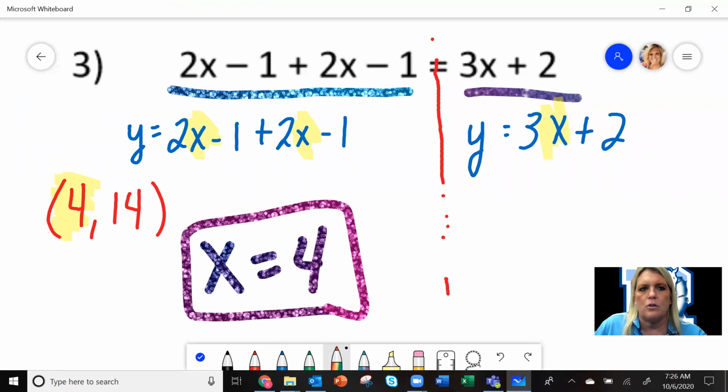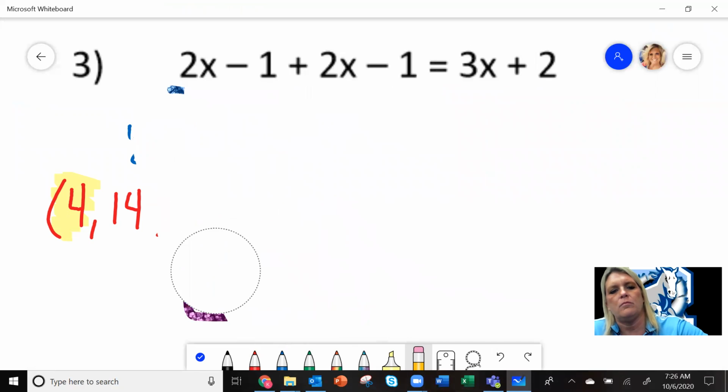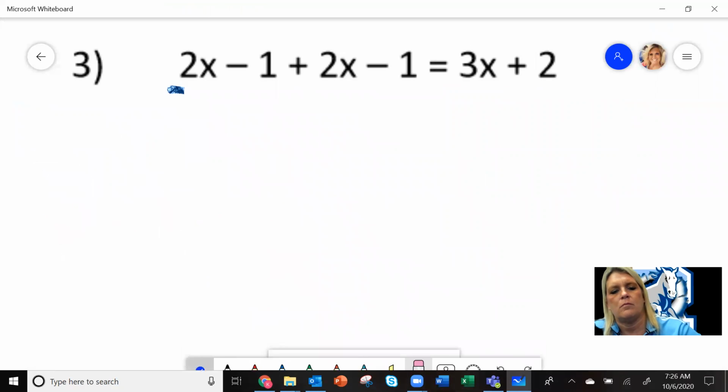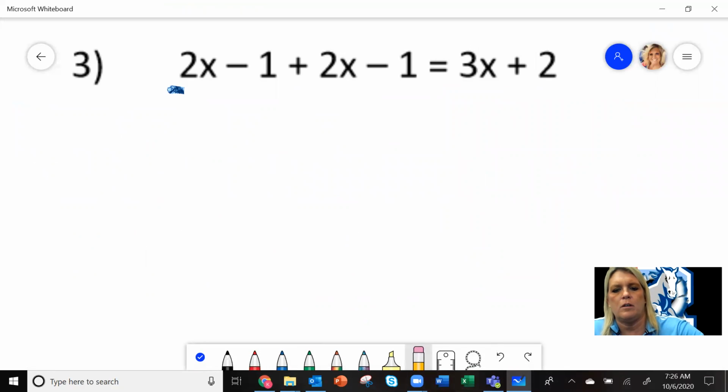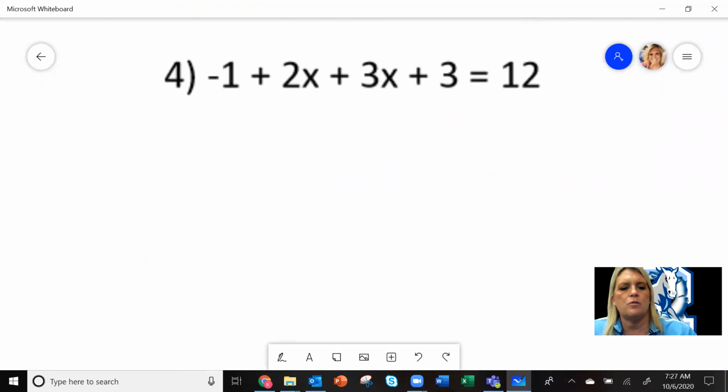All right, so now we need to try number 4. Let me erase my board. Erase my board, there we go. Moving this over to number 4. Try and do this one right now.